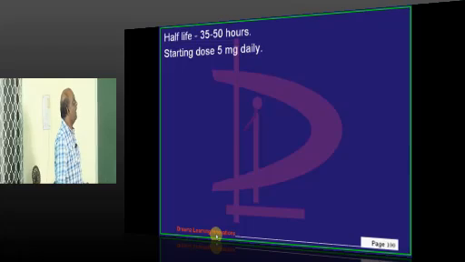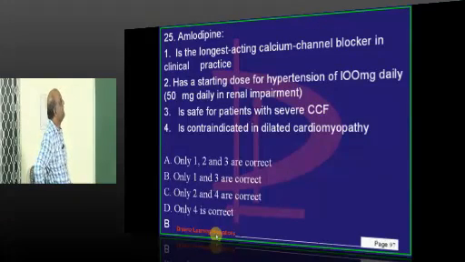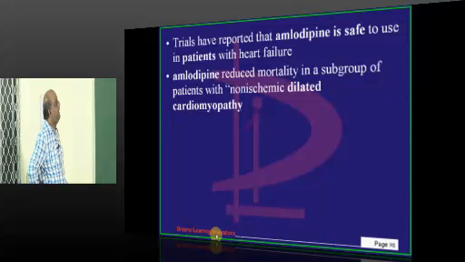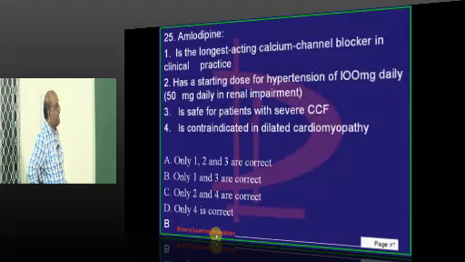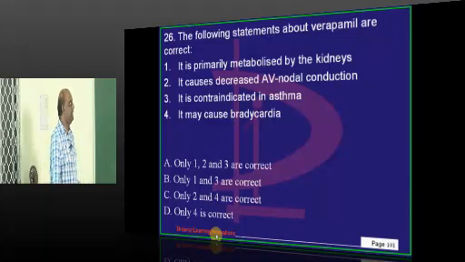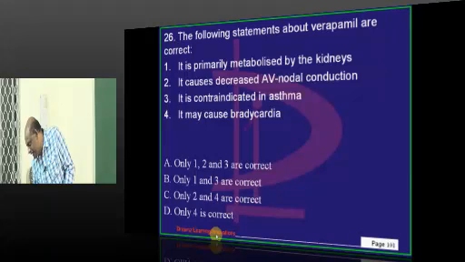Jasmeet asked the answer for the earlier question. Is 1 and 3? It is longest acting. It is safe for patients with severe CCF, and it is very much indicated in the dilated cardiomyopathy, not contraindicated. So 4 is out of question. So 1 and 3 are correct for the earlier question. We will also send all these questions with explanations PDF. So question number 26. Nursing Reddy says C.